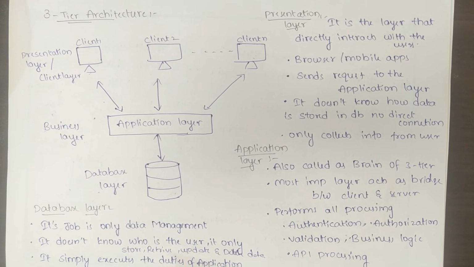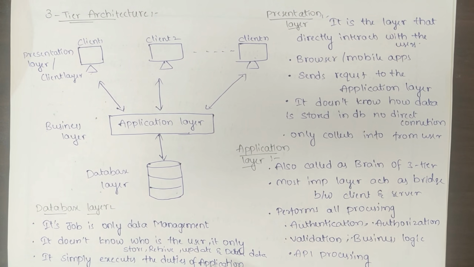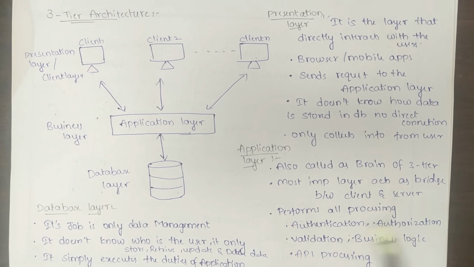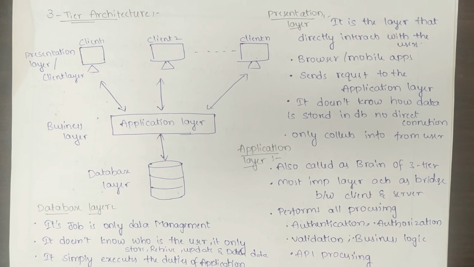So it simply executes the duties given by the application layer, and it knows to perform only these operations: it can store and retrieve, update or delete the data. That's it. To explain this three-tier architecture in detail, I am considering Instagram as an example.